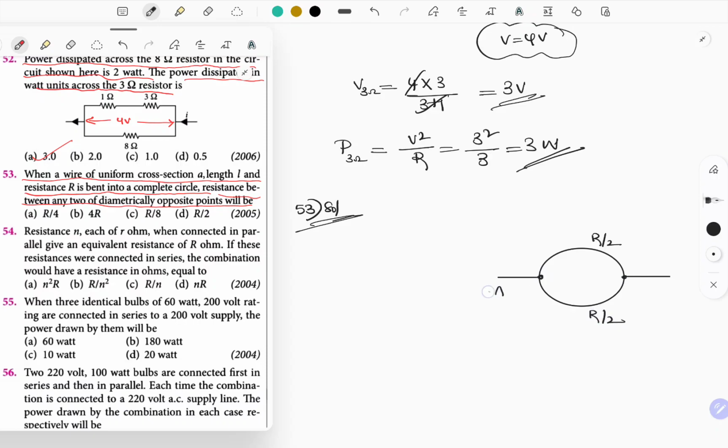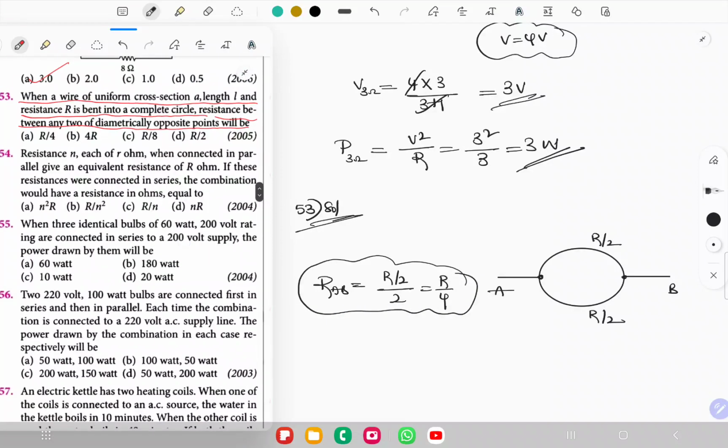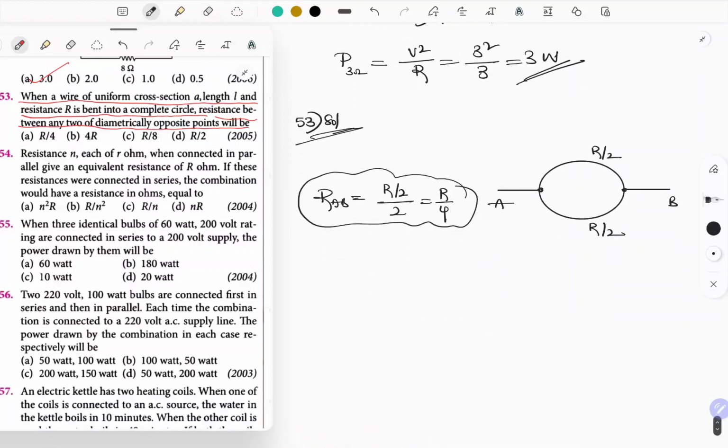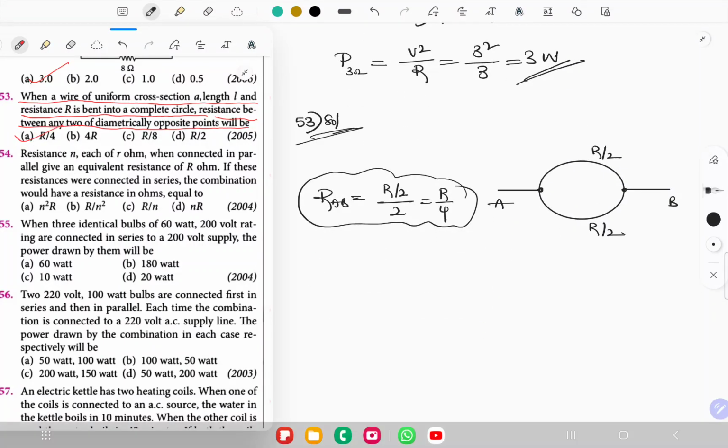Between these 2 points I need the resistance, that is R AB, which is equal to R by 2 and R by 2 connected in parallel. Resultant resistance is going to be R by 2 by 2, which is equal to R by 4. This is the equivalent resistance. Why did I write R by 2, R by 2? Because the wire of length L is converted into a circle, each part has length L by 2 and L by 2. So the resistance also reduces by half, which is R by 2 and R by 2 connected in parallel. Resultant resistance is R by 4. Let's move on to the next. Option A is correct.